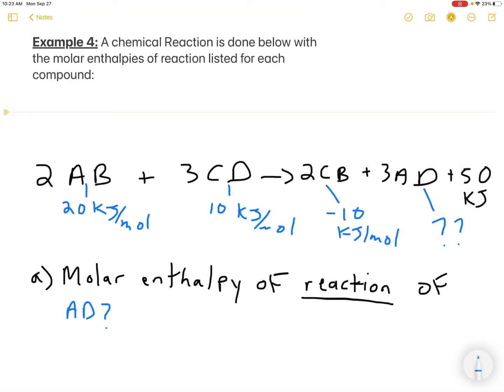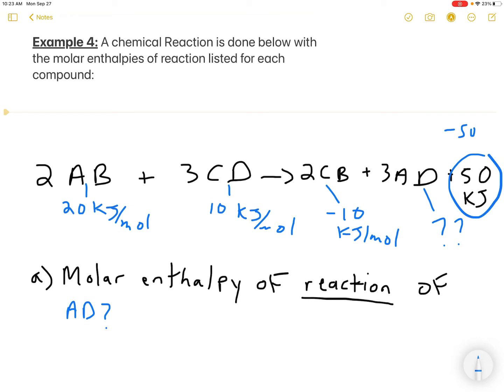The last example that we're going to do here is a chemical reaction done below with molar enthalpies of reaction listed for each compound. Now these letters don't represent any compound necessarily, it's just an ideal example. So we've got 2AB plus 3CD, which yields 2CB plus 3AD plus 50 kilojoules. Now the fact that this is on the product side tells us that it's exothermic and that it's really negative 50 kilojoules, right? So let's say the first question is, what is the molar enthalpy of reaction of AD?